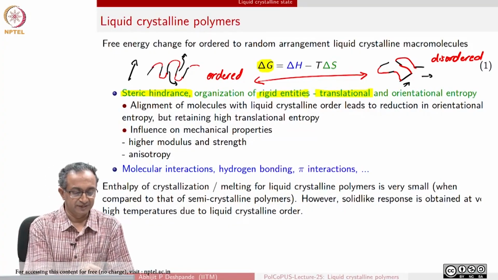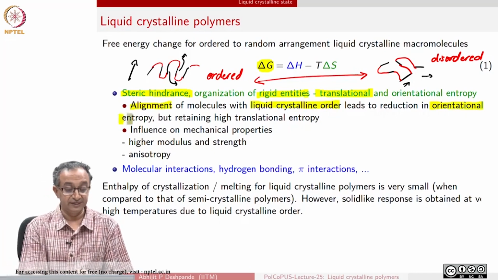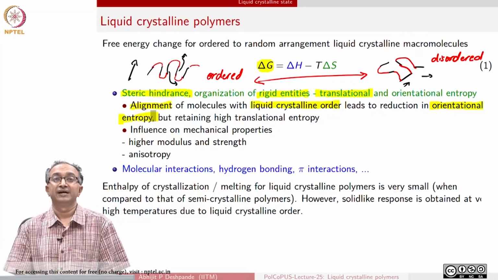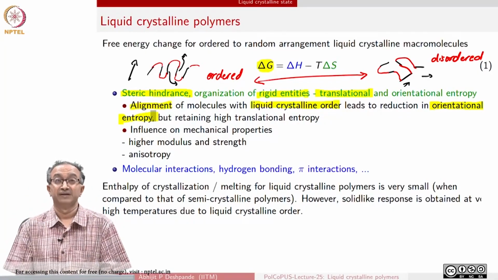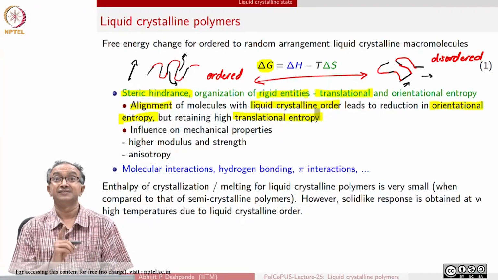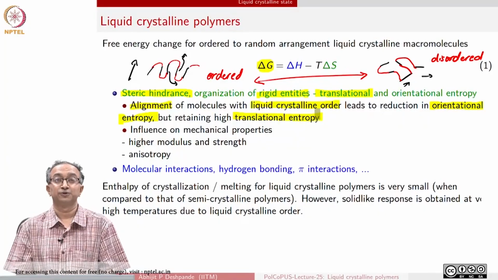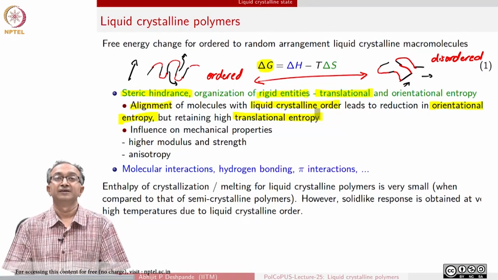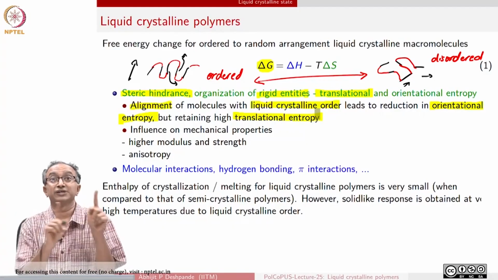So, therefore, when the alignment of these mesogens happens, that leads to a decrease in orientational entropy, because instead of these being oriented randomly, they are all oriented in one direction. But at the same time, translational entropy is still possible. So, a high degree of translational entropy is retained, and this is the liquid-like character. So, we have a solid-like character, which is orientational entropy being lost, and we have translational entropy still being high, which is a liquid-like character. So, molecules and mesogens in this case can exchange places and they can diffuse around.